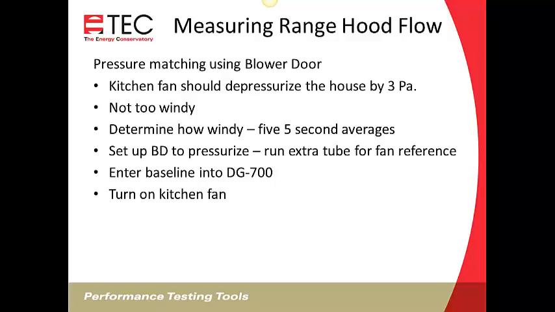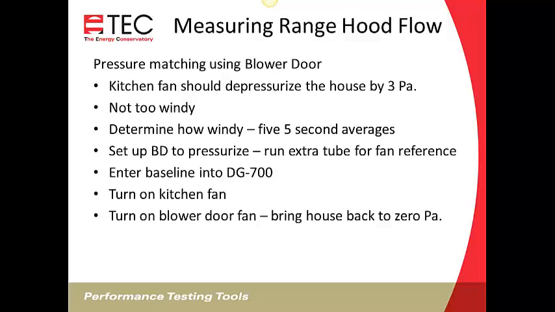Next step is we'll turn on the kitchen fan, and now on our DG700, we're going to be reading hopefully a negative pressure of over 3 pascals, and then as we turn on the blower door fan, it's going to pressurize the house and bring that pressure in the house back to 0, and then we take our reading. So that's our third method.